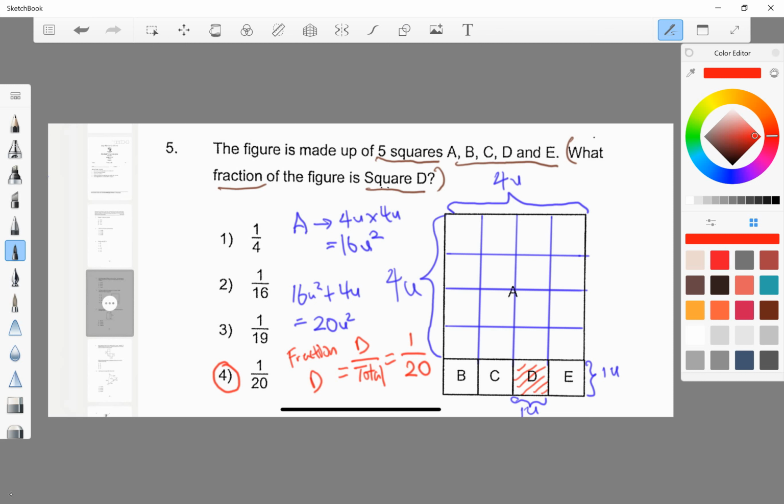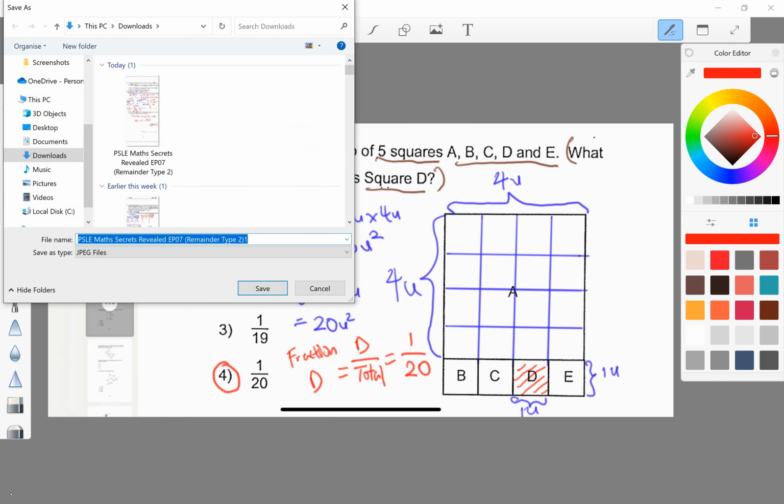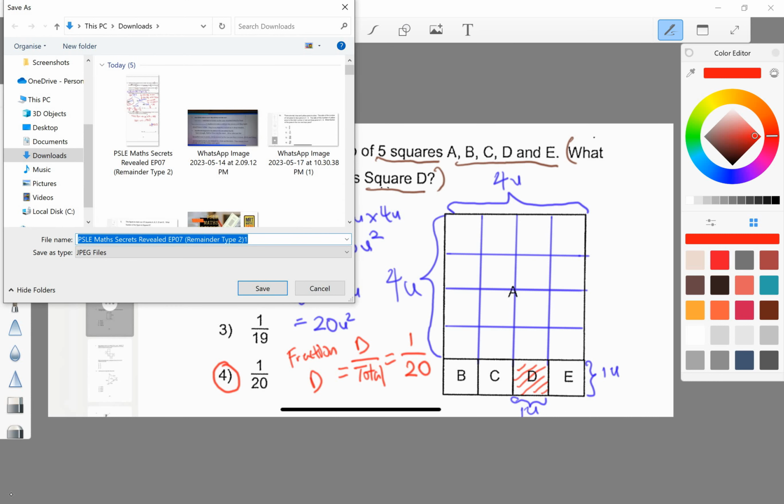Let's jump on to another question. But before doing that, let me just quickly save the question. Just give me a moment as I save this for future reference. And I'll actually call this simple fractions.